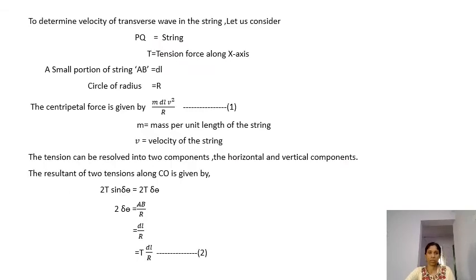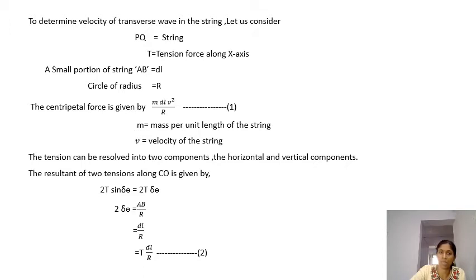Okay, so imagine I am explaining the figure here. To determine this, imagine PQ is the string, that is, the two ends of the string. One end is taken as P, another one is taken as Q. Capital T is taken as the tension force along the x-axis, and a small portion of the string, AB, is taken as dl.